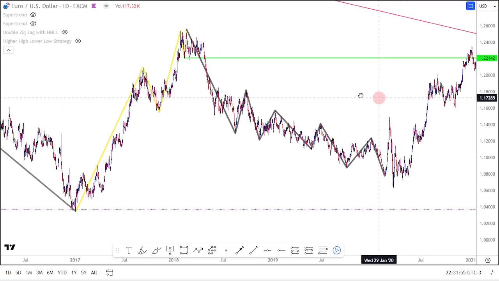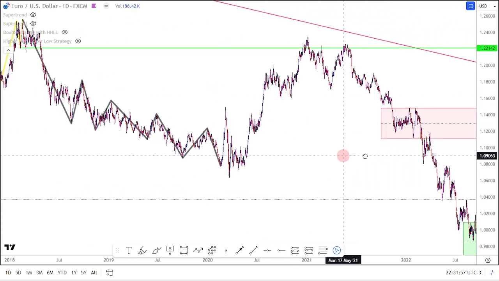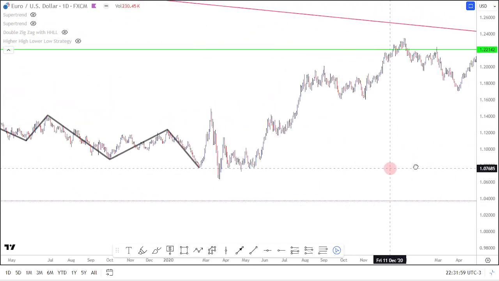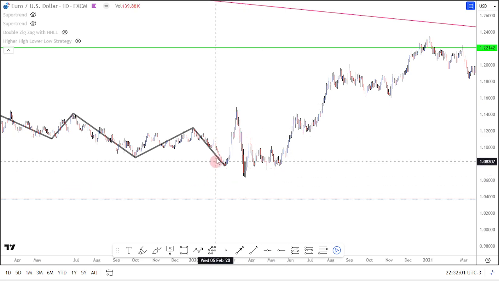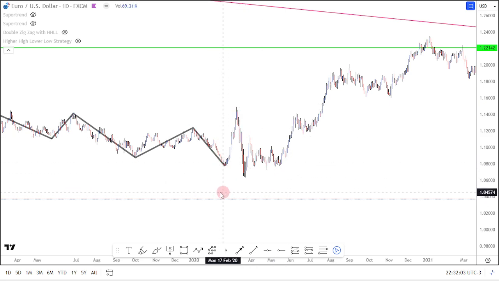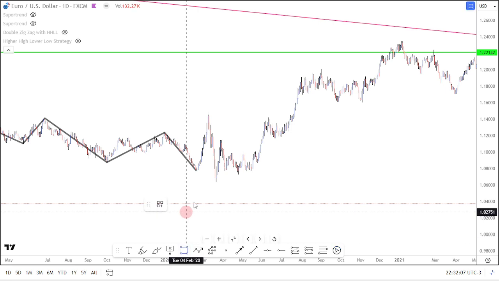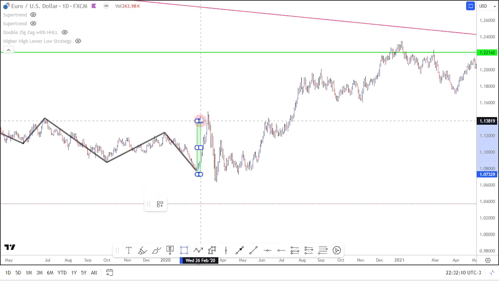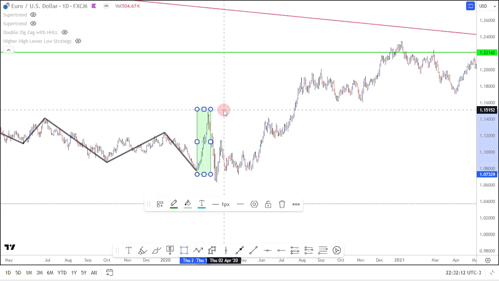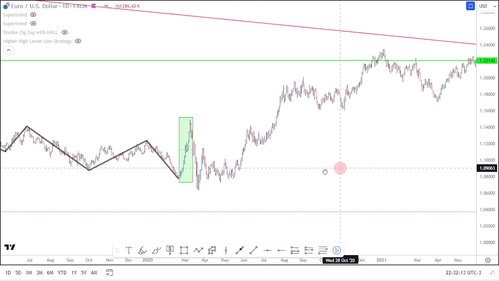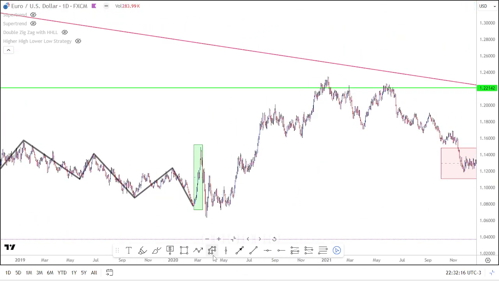All right, so right here the market made a high, it made a low. So what we are going to do is just leave this scenario like this. We're not going to talk about this. So let's move from here.